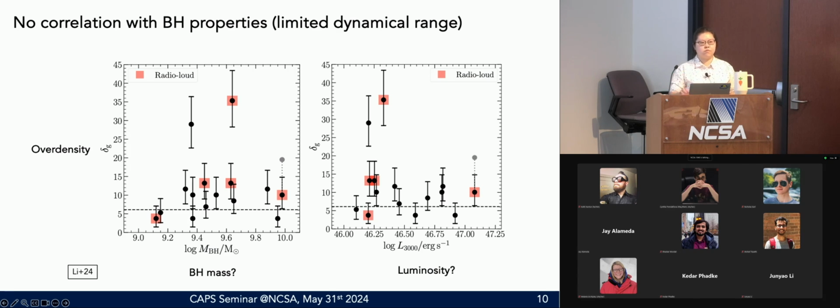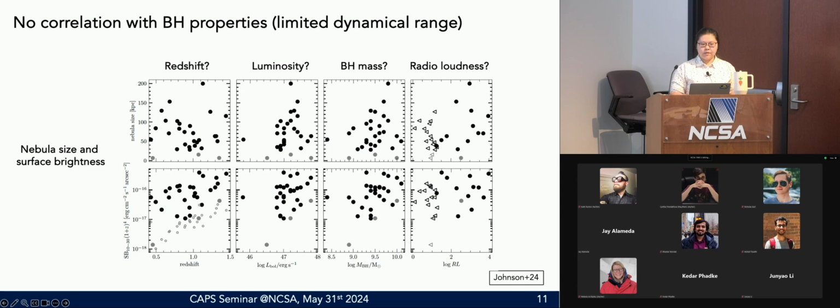Similarly for the nebula properties, we also try to correlate them with black hole parameters, for example redshift, luminosity, black hole mass, and radio loudness. And here we also see that everything is just a huge scatter, a huge mess. So it seems like on a CGM scale, quasars live in pretty diverse environments in terms of all these different group properties, interaction, and gas environment.